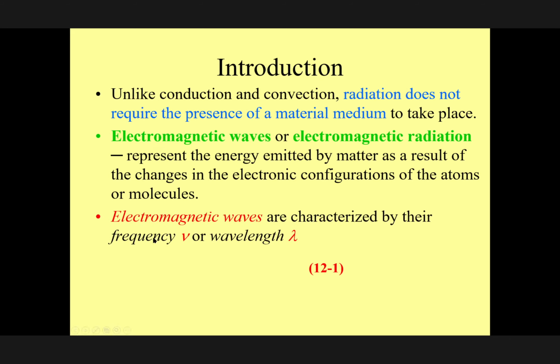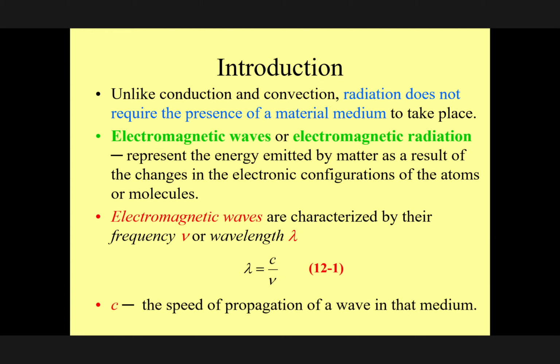In that case, with electromagnetic wave, we can characterize it based on either the wavelength or the frequency, and the relation between them is this. Wavelength is equal to the velocity, the speed, divided by the frequency. Therefore, electromagnetic waves are characterized by the frequency or wavelength. When we are talking radiation, we're focusing mainly on wavelength. Ultraviolet is in this range, infrared in this range. We are specifying based on that wavelength.